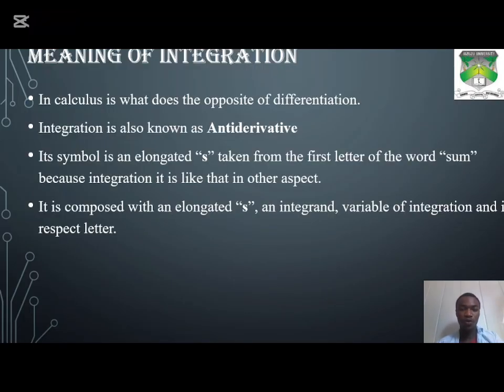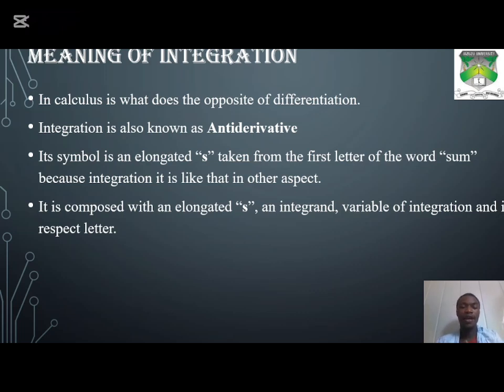Okay, first of all, let's look here. Integration in calculus is what does the opposite of differentiation. Another term for integration is antiderivative. The integral symbol is an elongated s, which is taken from the first letter of the word sum, because integration is like adding up or summing.